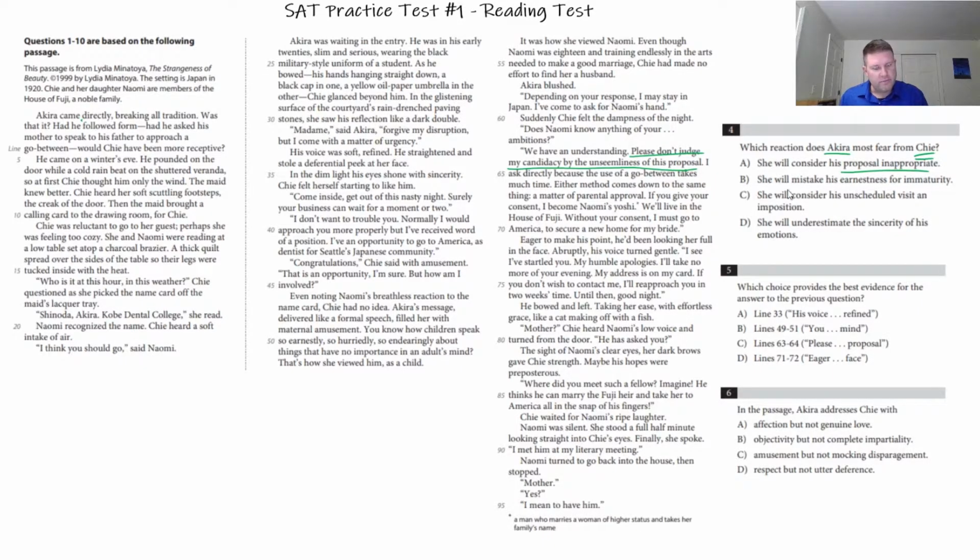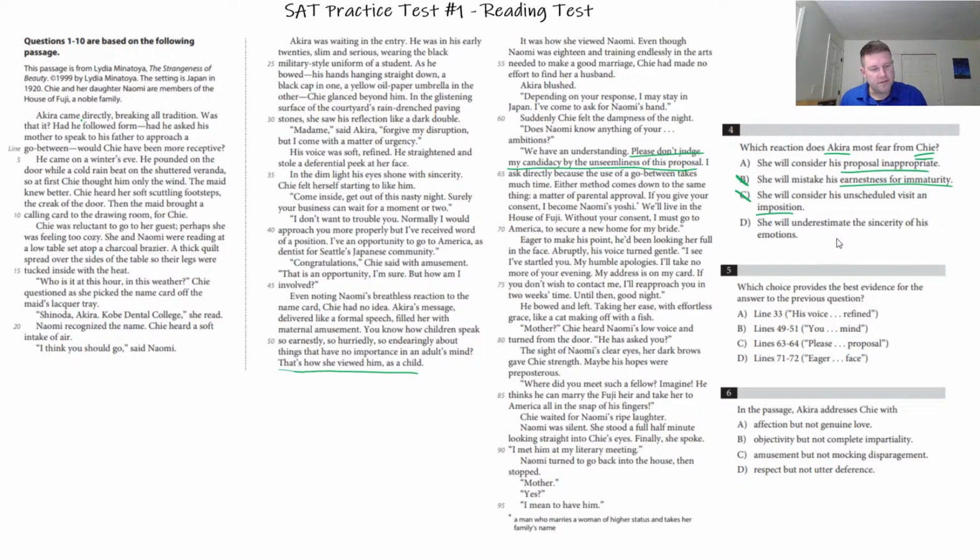And then if you look at B, she'll mistake his earnestness for immaturity. A lot of people pick this one because they see this part where that's how she viewed him as a child, okay? So even if that is how she views him, even if she thinks that he's immature, that's not what he's worried about. It never says that he's worried that she'll think he's immature, okay? It's about what he's worried about. So you can chop B for that reason. And then looking at C here, she'll consider his unscheduled visit an imposition. That is maybe a factor, but the greater concern here is that he didn't follow tradition and hire a mediator. So the imposition thing just isn't strong enough, so you can eliminate C.